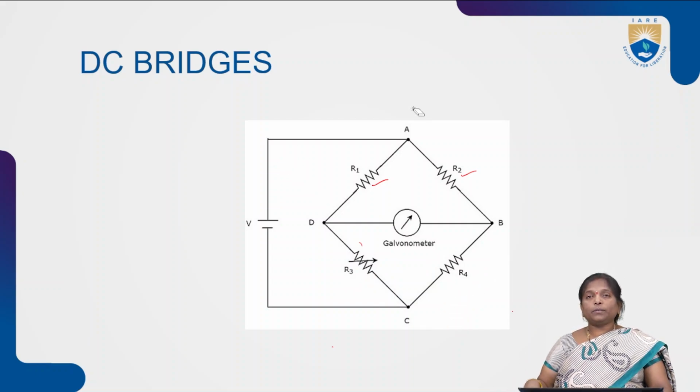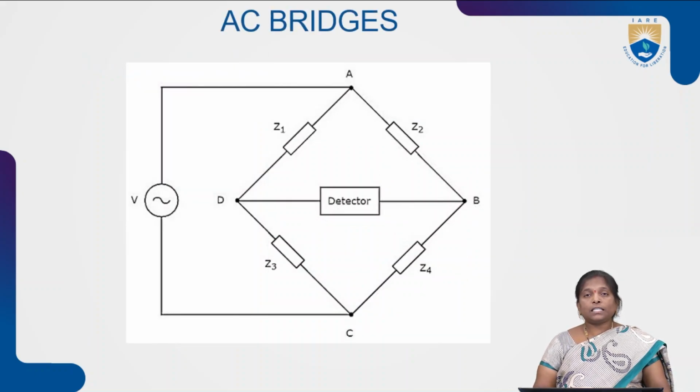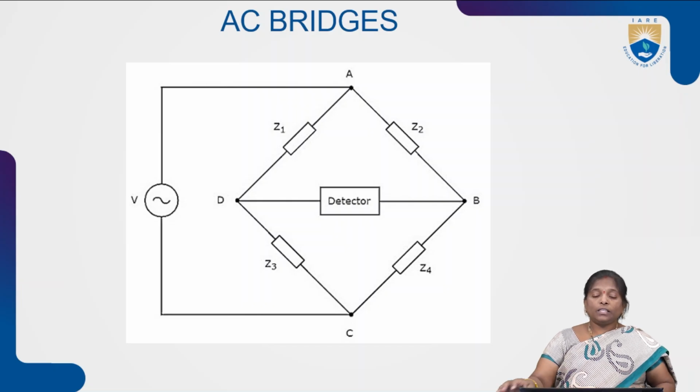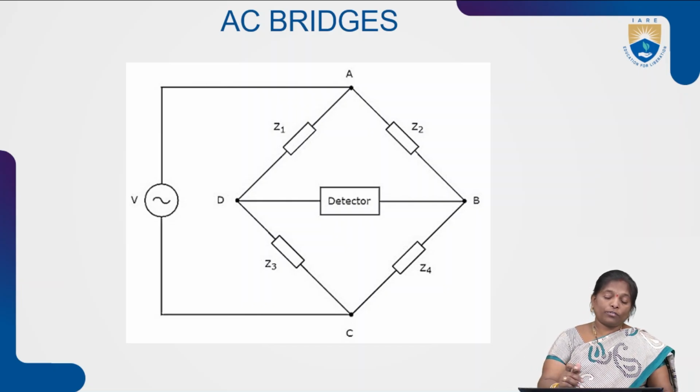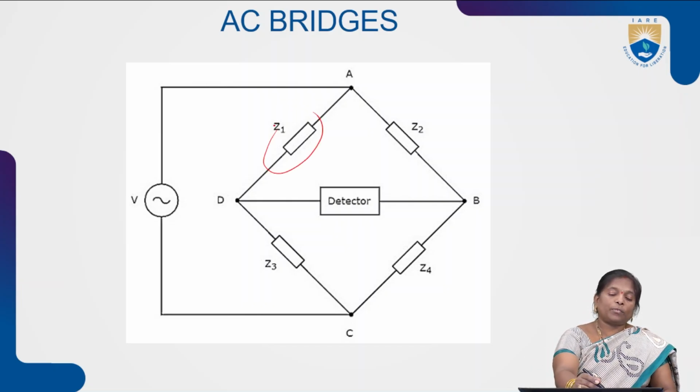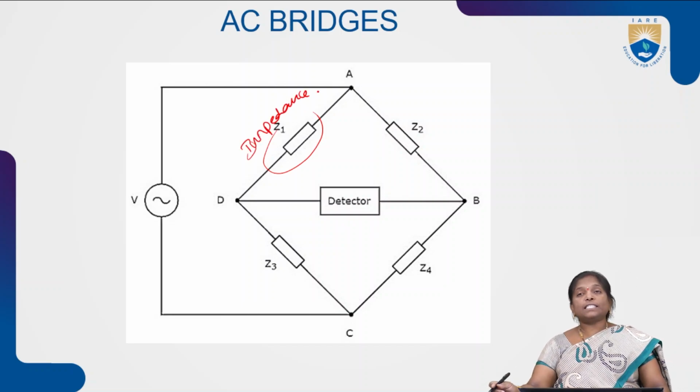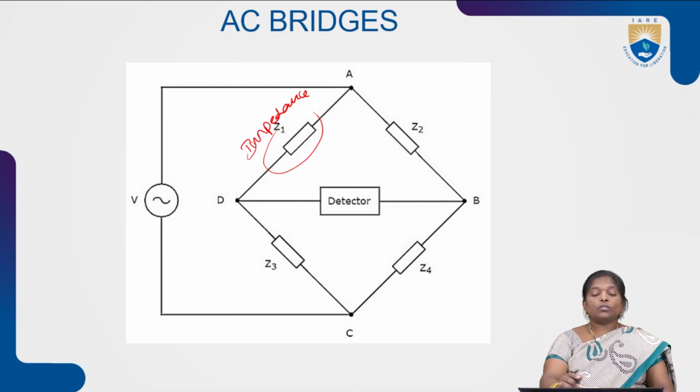So, in this DC bridge, we can measure resistance value. The first is this AC bridge. In this AC bridge, instead of resistances, each arm consists of impedance. A bridge consists of 4 arms. So here we have across each arm an impedance. It is represented with an impedance.